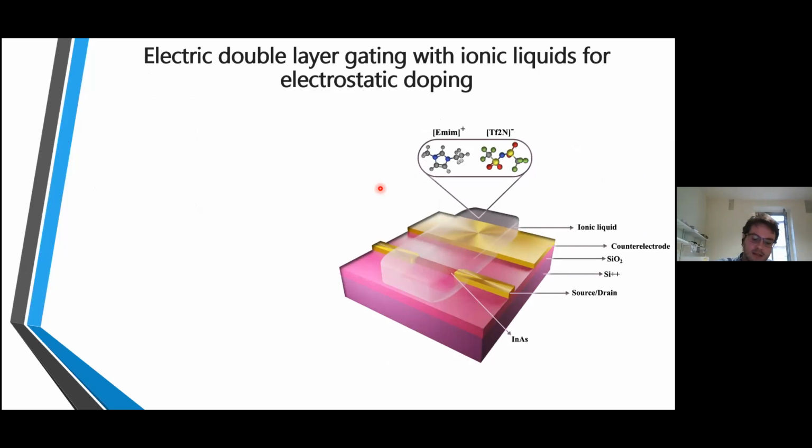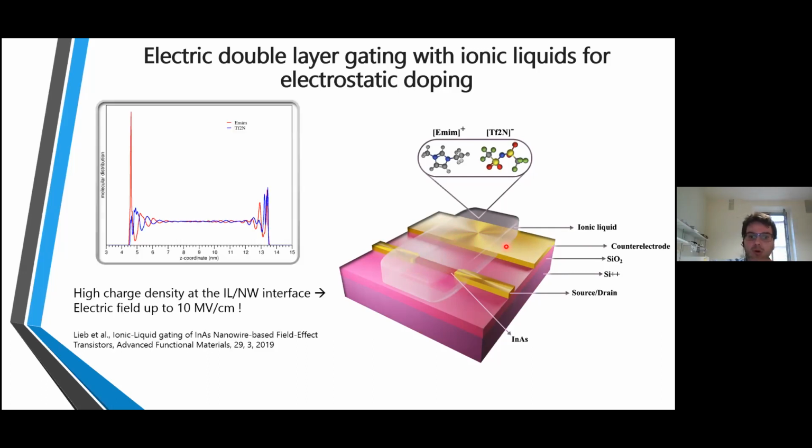In this slide here, I've shown you a prototypical view of a device. Basically, we have an indium arsenide nanowire, which is contacted with two ohmic contacts, which act as source and drain contacts for measuring the current flowing through the transistor in this configuration, as well as a counter electrode voltage, which is used to polarize the ionic liquid in order to apply the electric field.